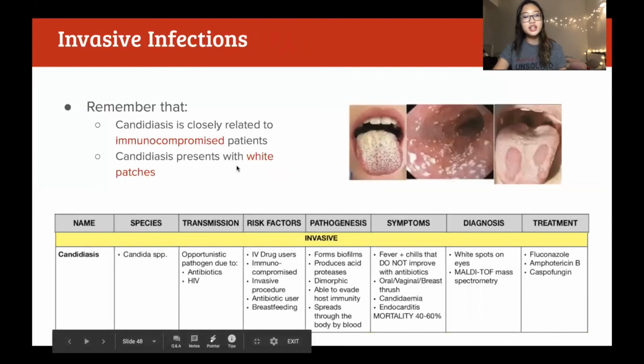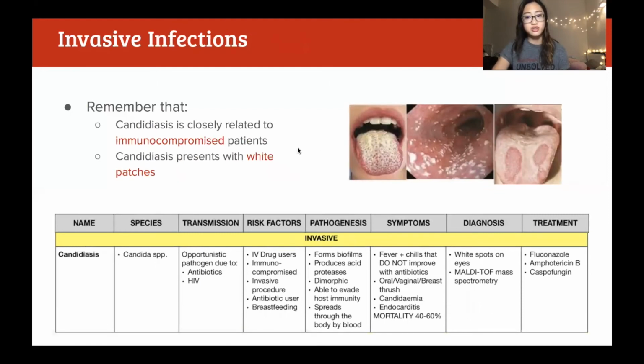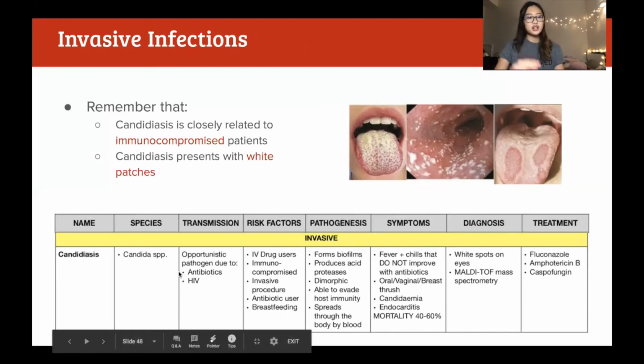Okay, and then invasive infections. This is candidiasis. Okay, it is gross. It is very closely related to the appearance of white patches. So you can have this inside the GI tract or, if I'm not wrong, the respiratory tract or something like that. Yeah, and there are white patches on the tongue also. It's kind of gross.